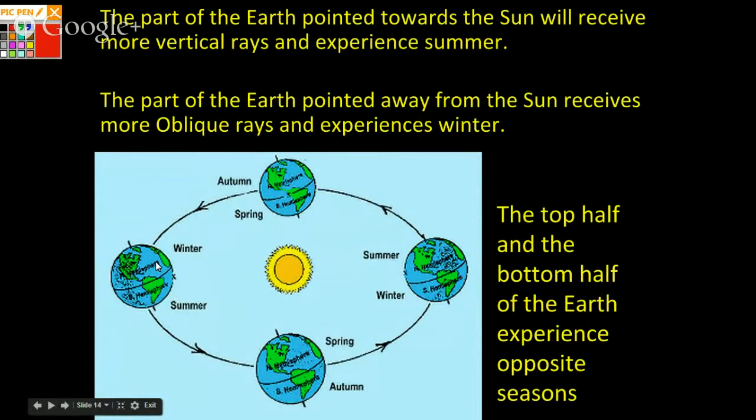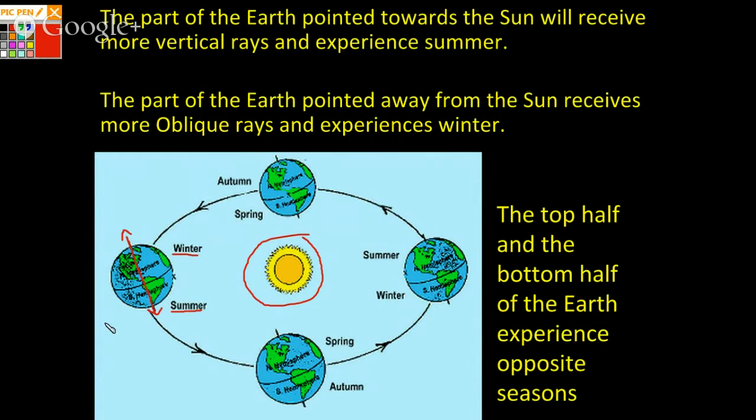So looking at this image right here, if you take an arrow and you see where the line, the axis, is pointing, and here's our sun, the direction it's pointed towards tells you what the season is. So the axis in the northern hemisphere is pointed away from the sun, so they're experiencing winter. The southern hemisphere is pointed towards the sun. They're experiencing summer.